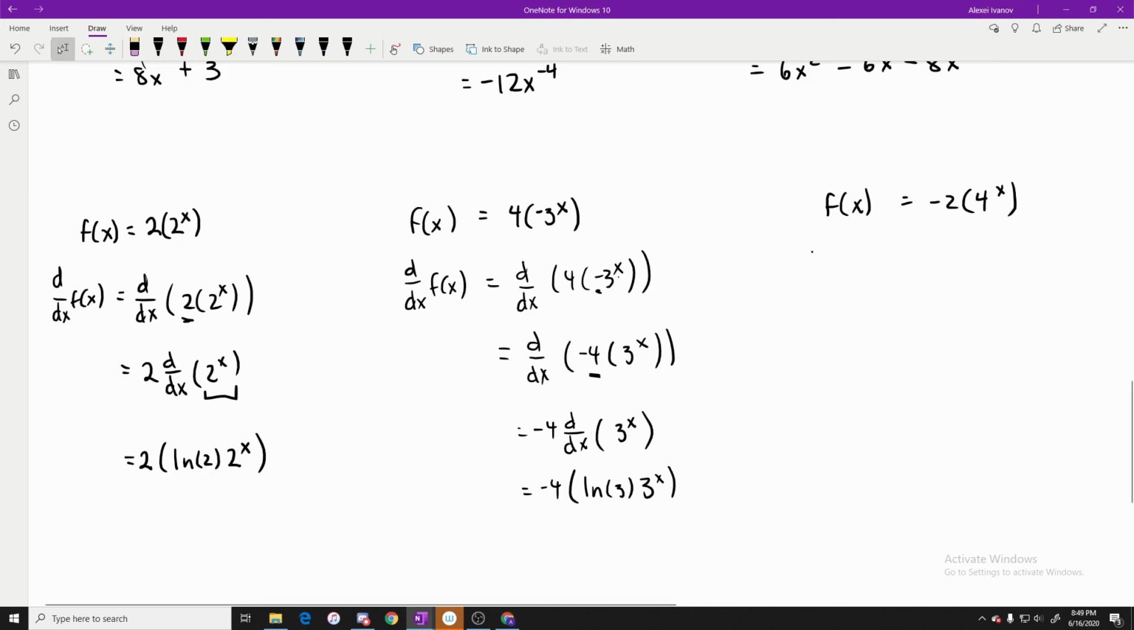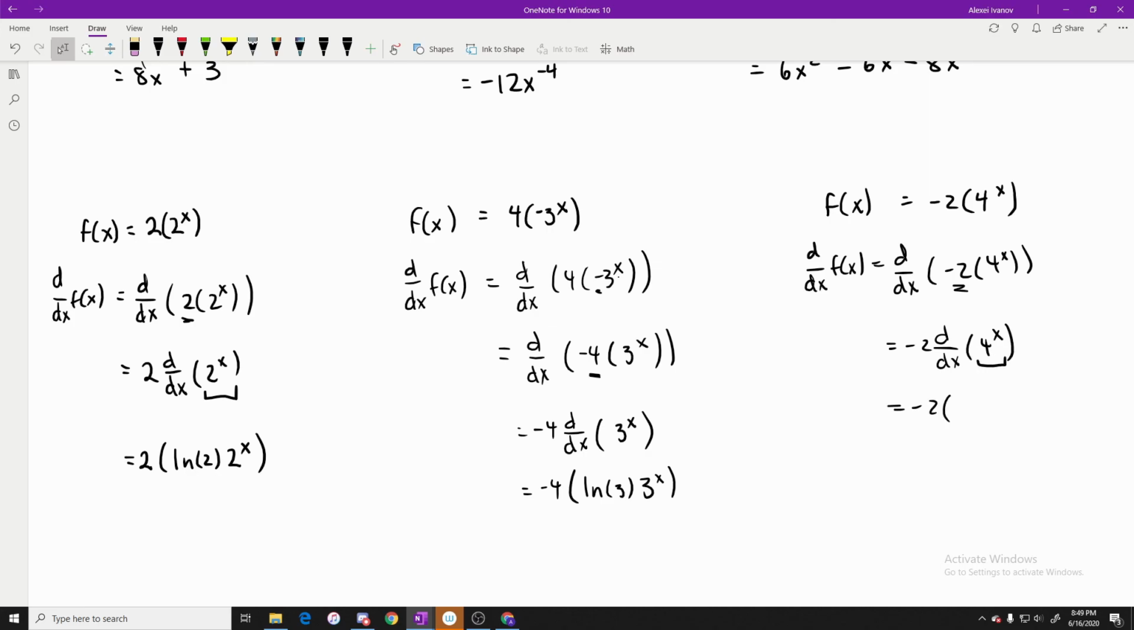And lastly, we have this one problem. So we're going to find the derivative of this function. So again, we're going to apply the derivative operator. And now we can take out this constant factor right here. And again, we know how to solve this. It's just going to be the ln of 4 times 4 to the power of x, and that is our derivative.